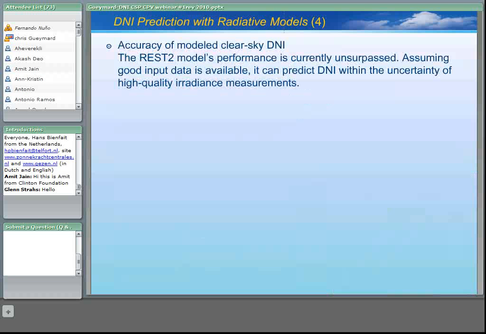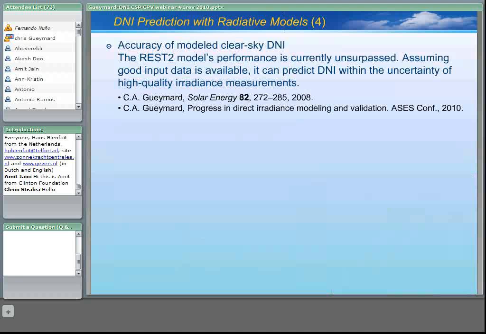Now, what can we expect from model clear sky DNI? Well, in this case, because we don't have clouds, it's relatively easy. If we have good input data, the atmospheric part of that, meaning water vapor, ozone, aerosols, etc., it's relatively easy now to obtain very good performance. So far the REST-2 model is unsurpassed in performance, and it can predict DNI within the uncertainty of high quality irradiance measurements. Obviously it's only if we have the good atmospheric data.